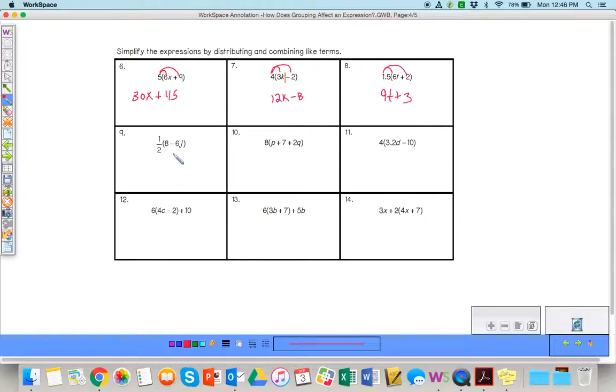So fractions on the outside, for some reason, really scares people. Really, I ask myself, okay, if I'm doing 1/2 times 8, well, what is half of 8? Half of 8 is 4, okay? 1/2 times -6, well, what's half of 6? Half of 6 is 3. So we have 3j.